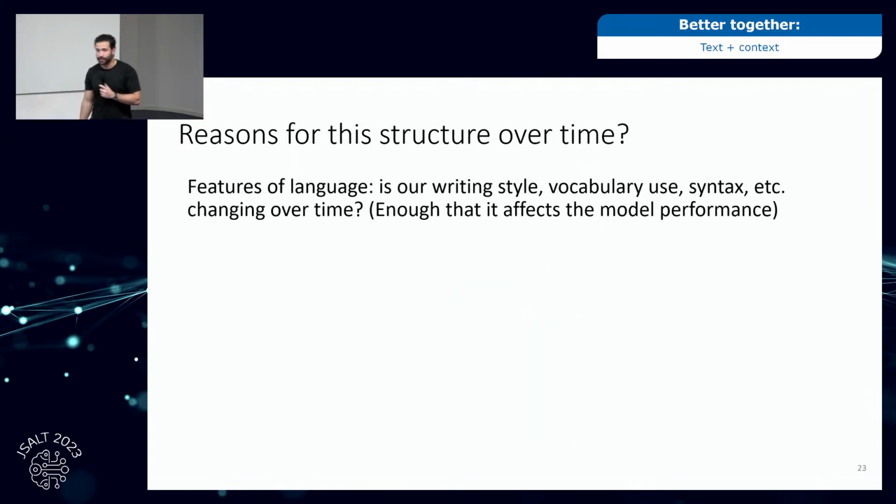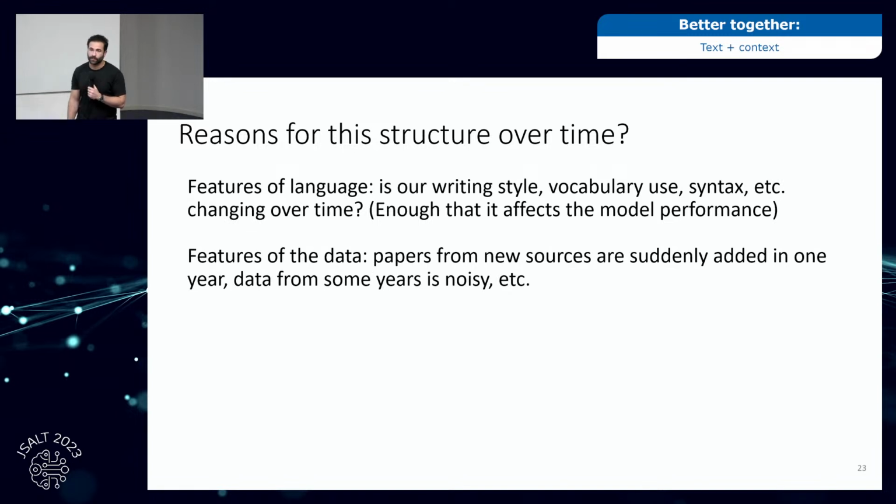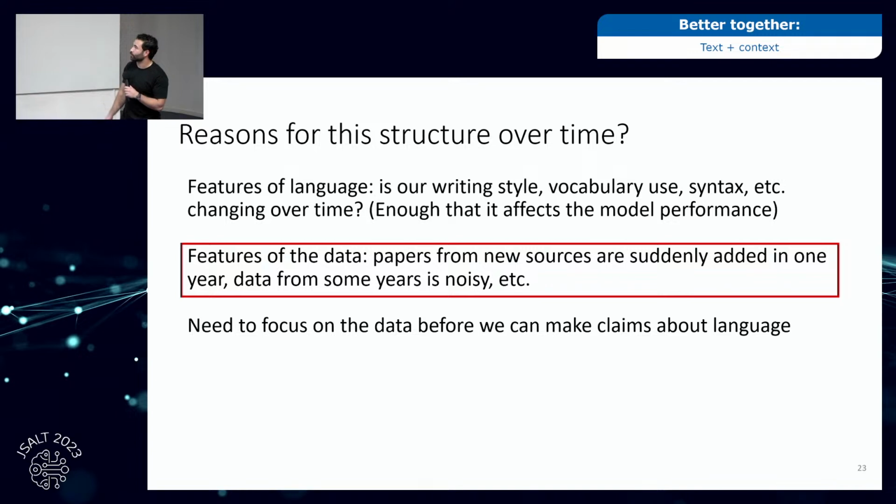The next question is, what are the potential reasons for this structure? So is this features of the language? Is our writing style or vocabulary use and syntax changing over time, enough so that it actually affects the model performance? Or is this because of features of the data? So are papers from new sources, which are suddenly added in one year, different from the sources that we were using for previous years? Data from some years could be noisy. There are these two competing effects. And so we really need to focus on the data before we can make any claims about the language.